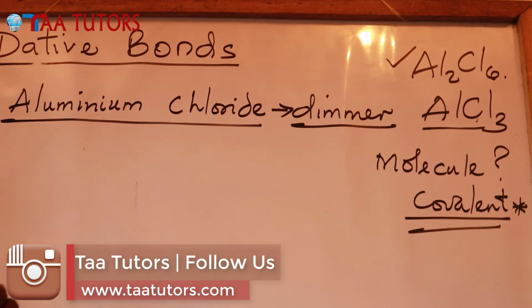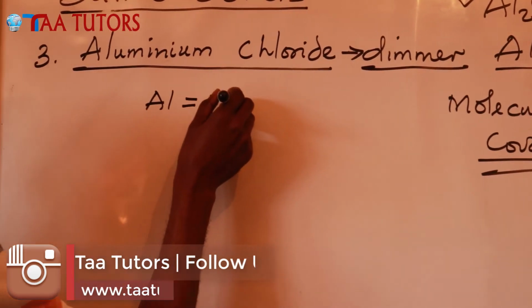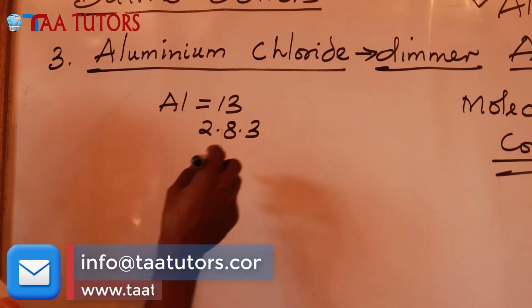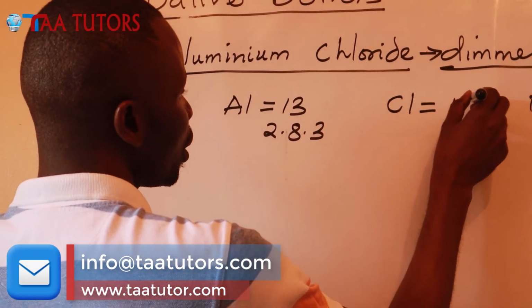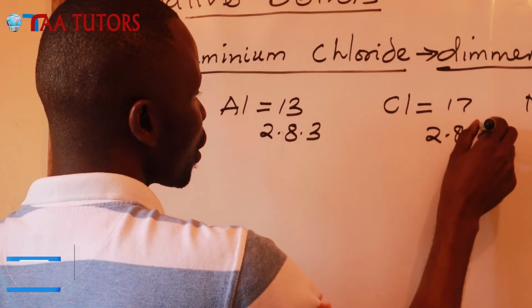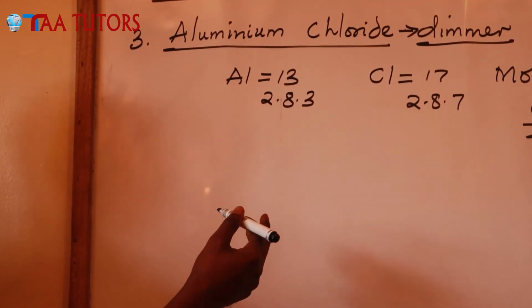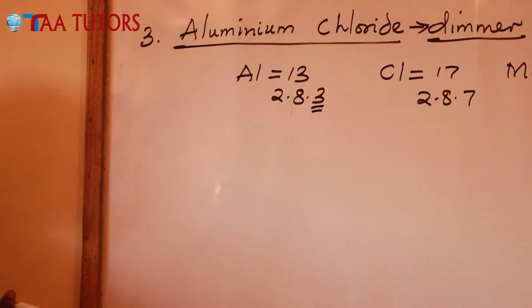So aluminum is number 13, having the configuration 2,8,3. And chlorine is number 17, having 2,8,7. So chlorine needs to gain 1, while aluminum needs to do what? To give the 3. This is the arrangement we are going to have.